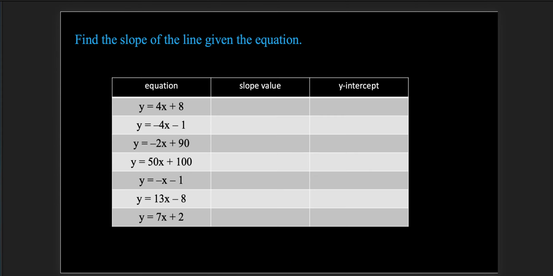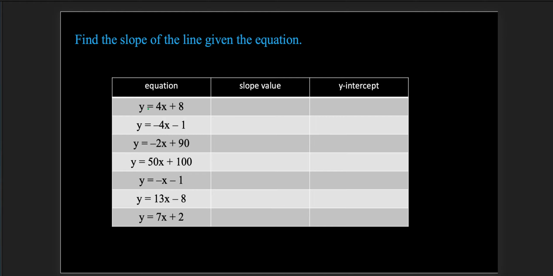So now in this type of problem, we're going to find the slope of the line given the equation. You're not going to be given a whole table like this. You'll just be given one problem. But it's so easy that we're also going to look for the y-intercept while we're at it, by the way. And I provide us a lot of problems so we can really practice.